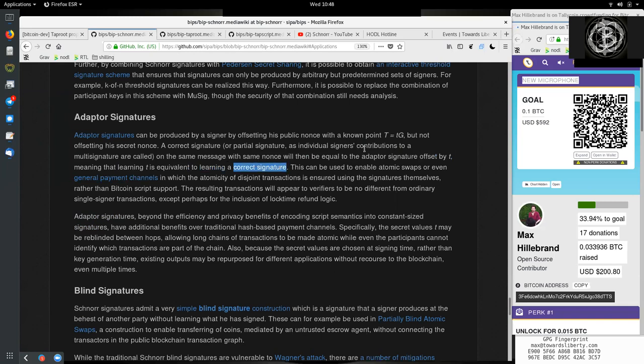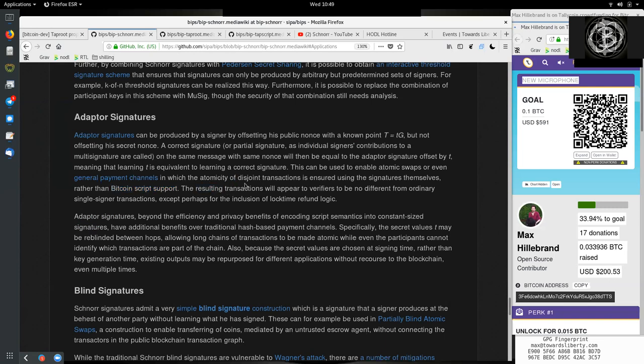So this is really cool, right? With this additional commitment here, the adapter signature, we can offset the public nonce just by this one point. And this means that by just requiring the, so to say, private key, this lowercase t of the public point T, we have somewhat of a correct signature, or equivalent to. This can be used to enable atomic swaps or even general payment channels in which the atomicity of disjoint transactions is ensured using the signatures themselves rather than the Bitcoin script support.